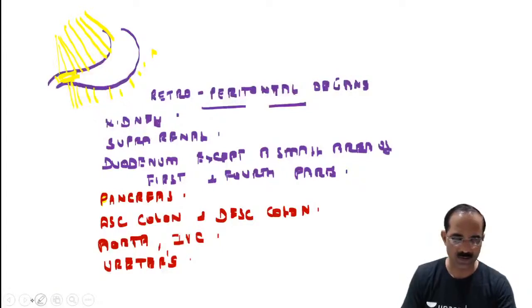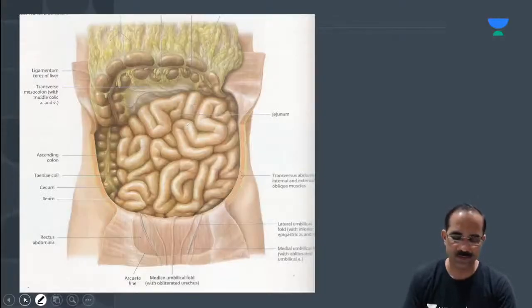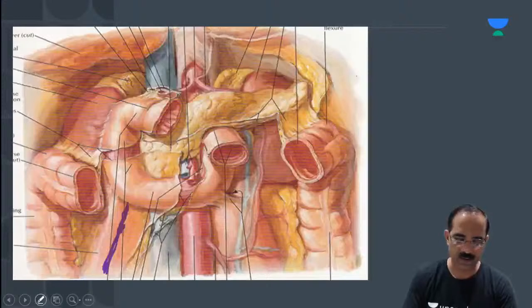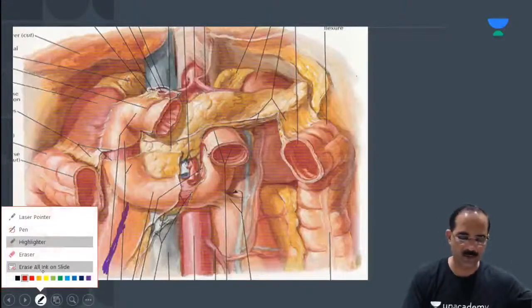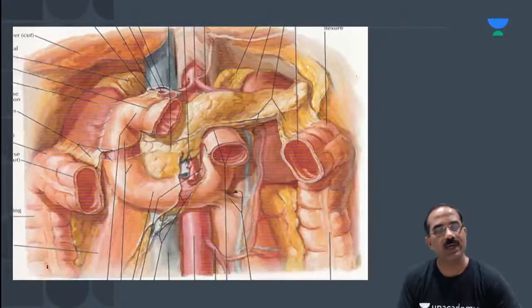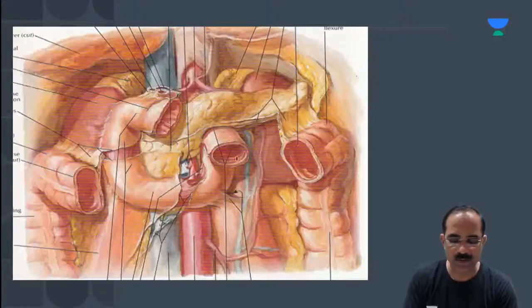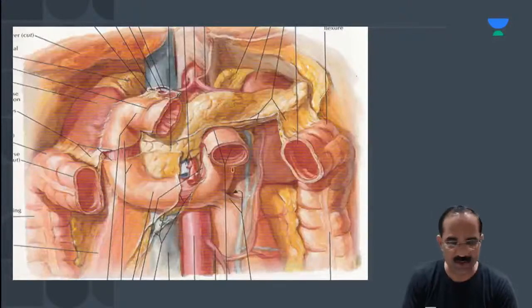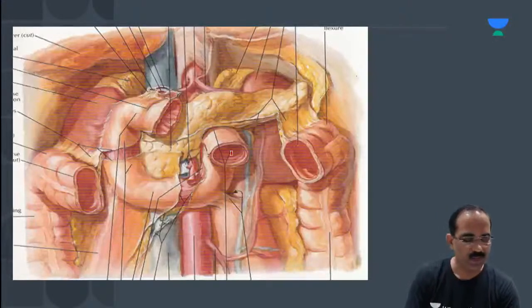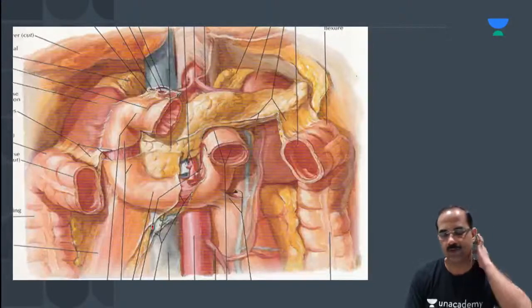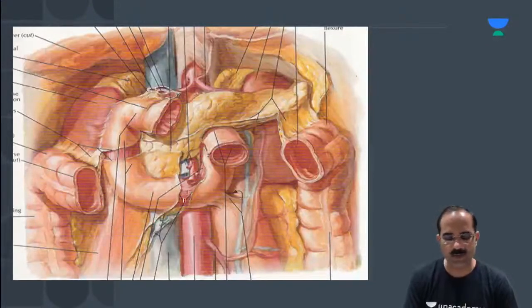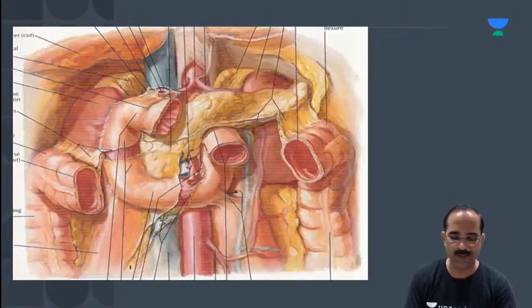Just have a look at this slide. So that's the root of mesentery. Have a look. Root of mesentery extends from where? It extends from the DJ flexure. That's the DJ flexure. It goes to the right sacroiliac joint.